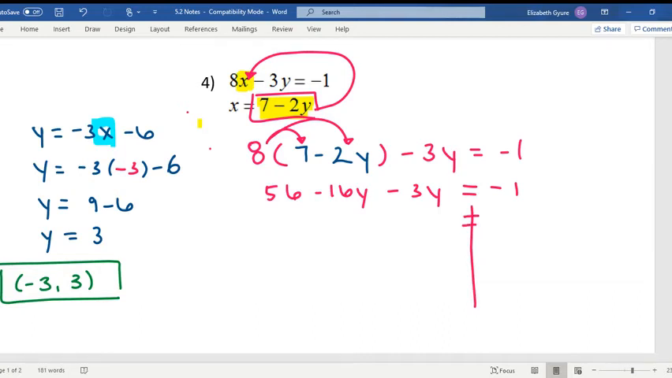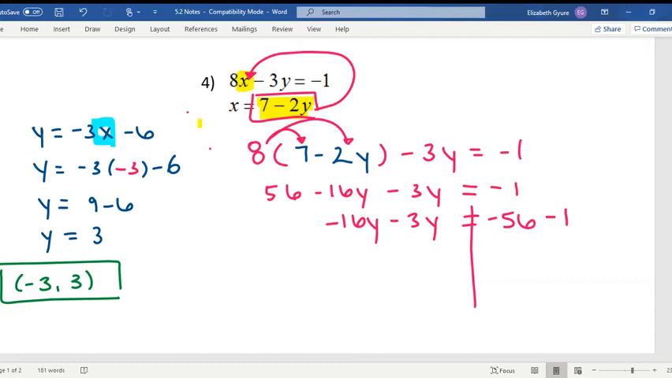Okay, so now this is just solving an equation. Don't overthink this part. Does 56 stay or go? Goes. Make it a negative. Okay. Negative 16y, stay or go? Stay. Negative 3y, stay. And now we're on the other side. What about that negative 1? Stays.